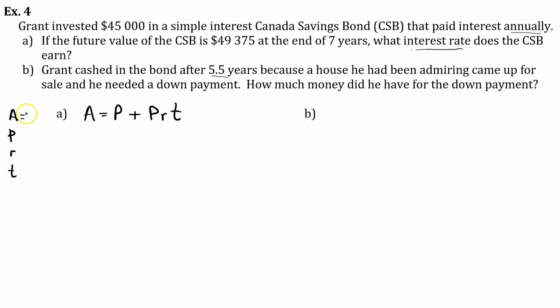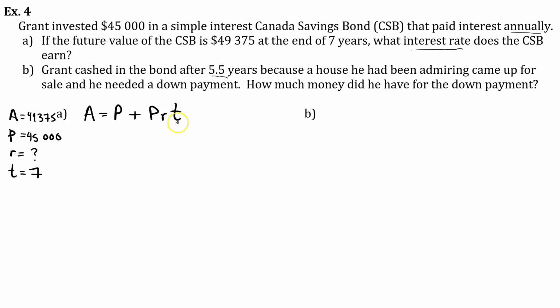Our future value is $49,375, because if the future value of the CSB is this amount, and Grant invested $45,000, we're going to use that. $45,000. The interest rate, well, it's asking us what the interest rate is, so I don't think we're going to get that in the question. And our time is going to be 7 years.